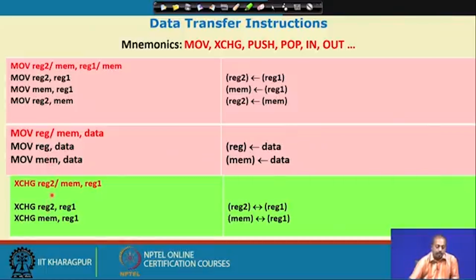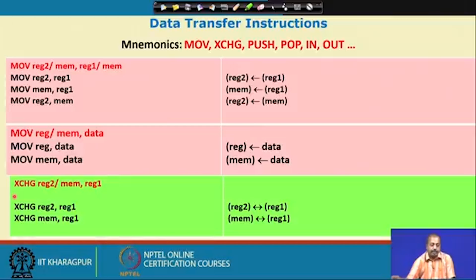There is another instruction which is not there in 8085 type of processors too much, which is the exchange. It will exchange the content of two registers or a memory location and a register. So, exchange register 2 comma register 1: the content of those two registers will get exchanged. Or we can have exchange memory comma register 1: the content of this memory location will get exchanged with register 1. This way we can have the exchange instruction.